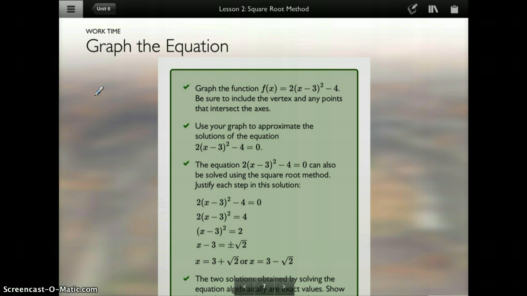Okay, so now it's asking us to graph. We're on slide 7. And the nice thing about this one is graphing the function f of x equals 2x minus, this one is in vertex form. So this one is pretty cool because I can find the vertex pretty easy. So this one is vertex form, which I like. Okay, use your graph to approximate the solution.